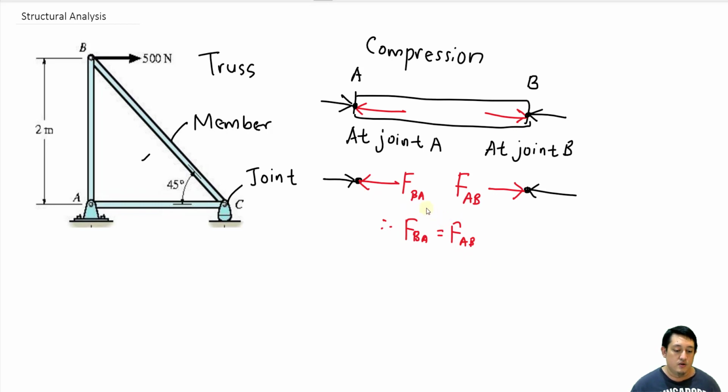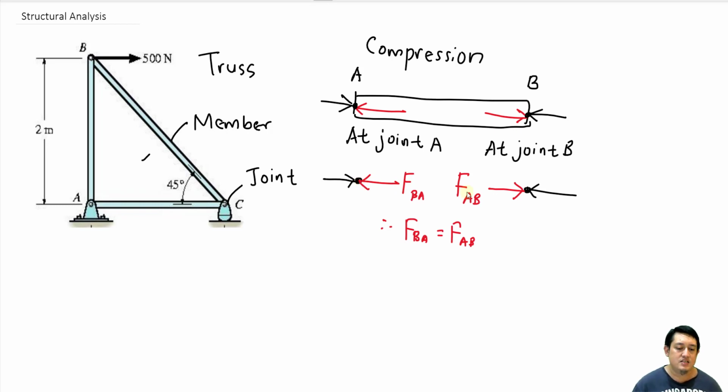So look closely, compression. The direction of the force in compression is towards the joint. This one also: when it is a compression, the force of the member will be towards the joint also. So in any case, when it is a compression, the direction of the force by the member will be towards the joint. That's the key point.